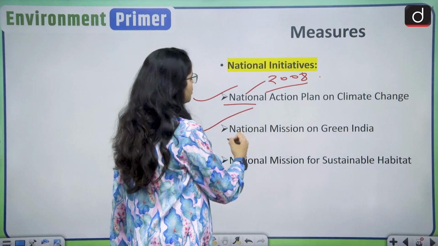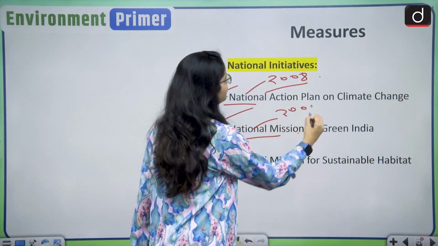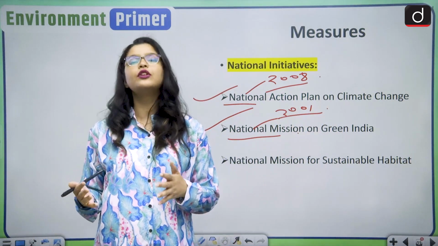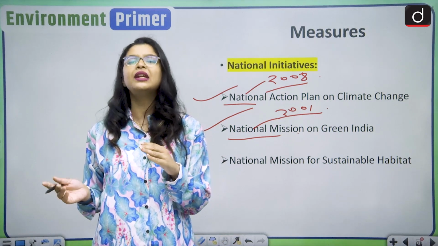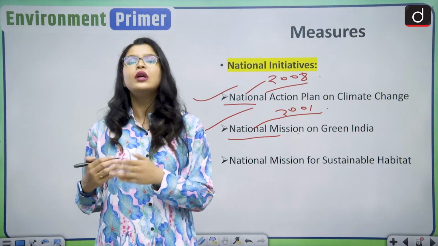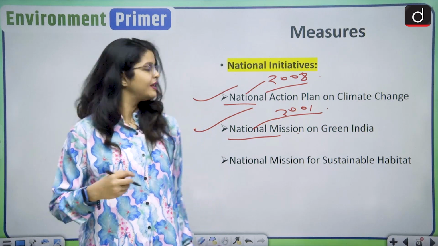Then there is the National Mission on Green India. It was launched in the year 2001. And it aims to restore the forest cover of India, because forests in India are being cut down indiscriminately for development. So this aims to restore the depleting forest covers in India.